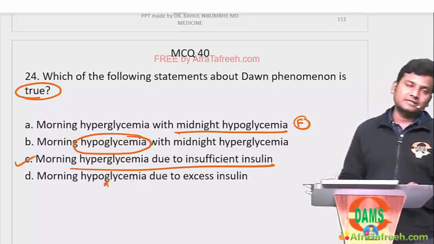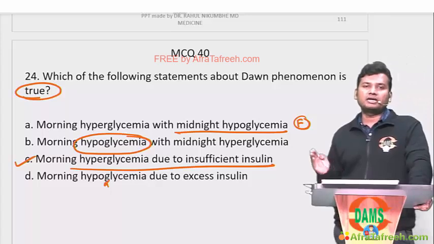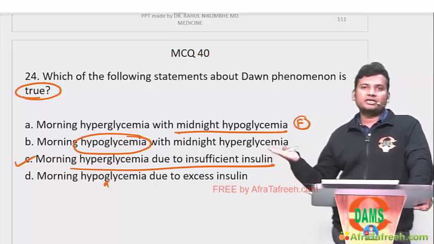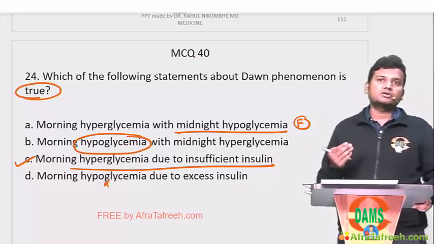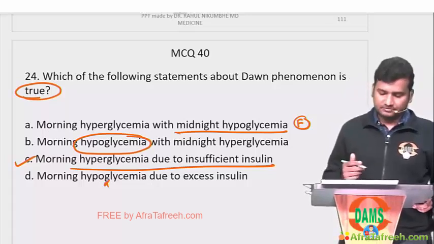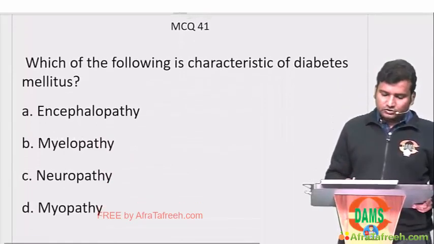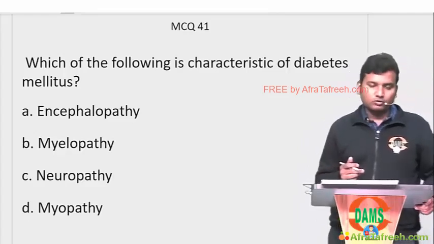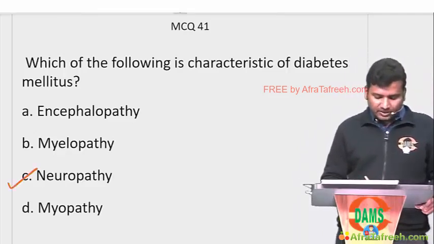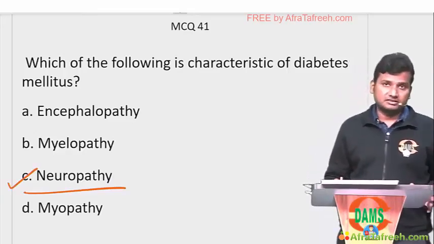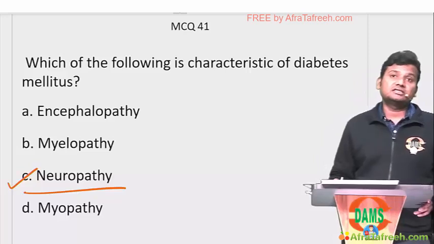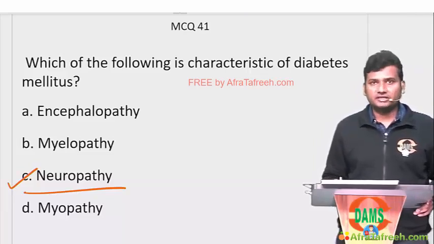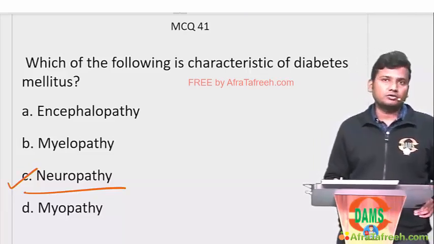The correct answer is C. This patient will have morning hyperglycemia due to insufficient dose of insulin. Or patient may have very high resistance to insulin. So patient is not responding to the given dose of insulin. Then, which of the following is characteristic of diabetes mellitus? Encephalopathy, myelopathy, neuropathy, myopathy. Diabetic neuropathy is the characteristic of diabetes. In neuropathy, that is diseases of nerves, DSPN, distal symmetric sensory motor polyneuropathy, is the most common diabetic neuropathy.